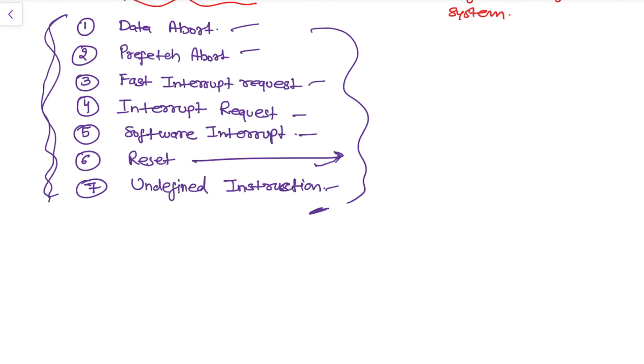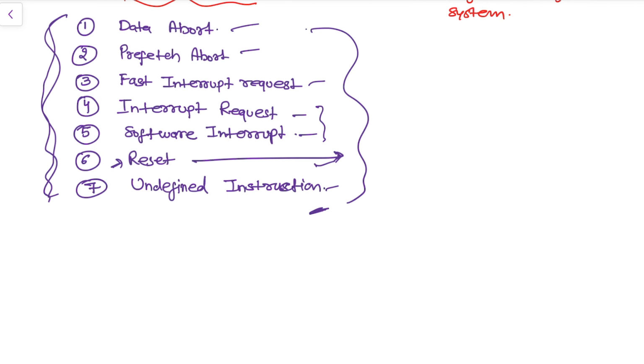There are many examples. If the ARM core resets, then the processor has to reset the full system. Another example: when an instruction fetch has occurred but that instruction is undefined, or when an instruction is being pre-fetched and the abort has occurred, or if data is being handled but the data abort has occurred. And of course the interrupt request type. So these are the types of exception, and most exceptions have an associated exception handler.